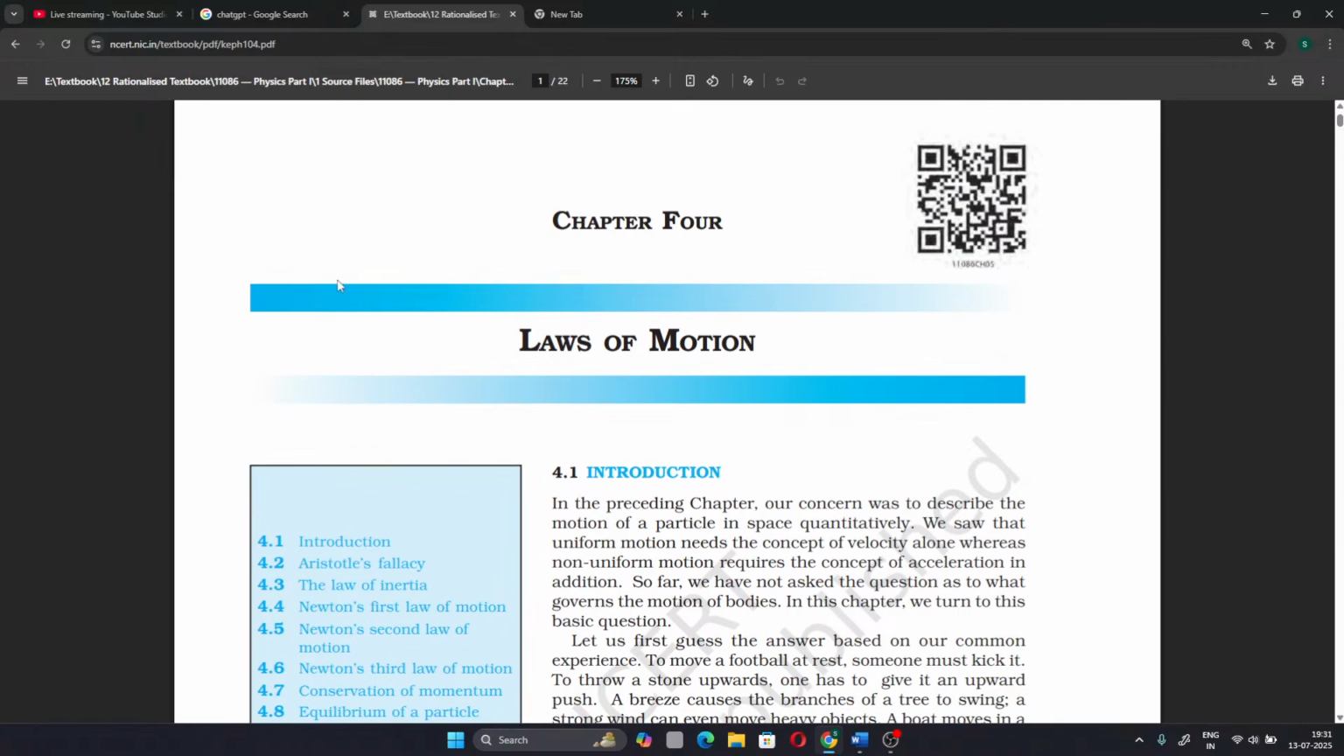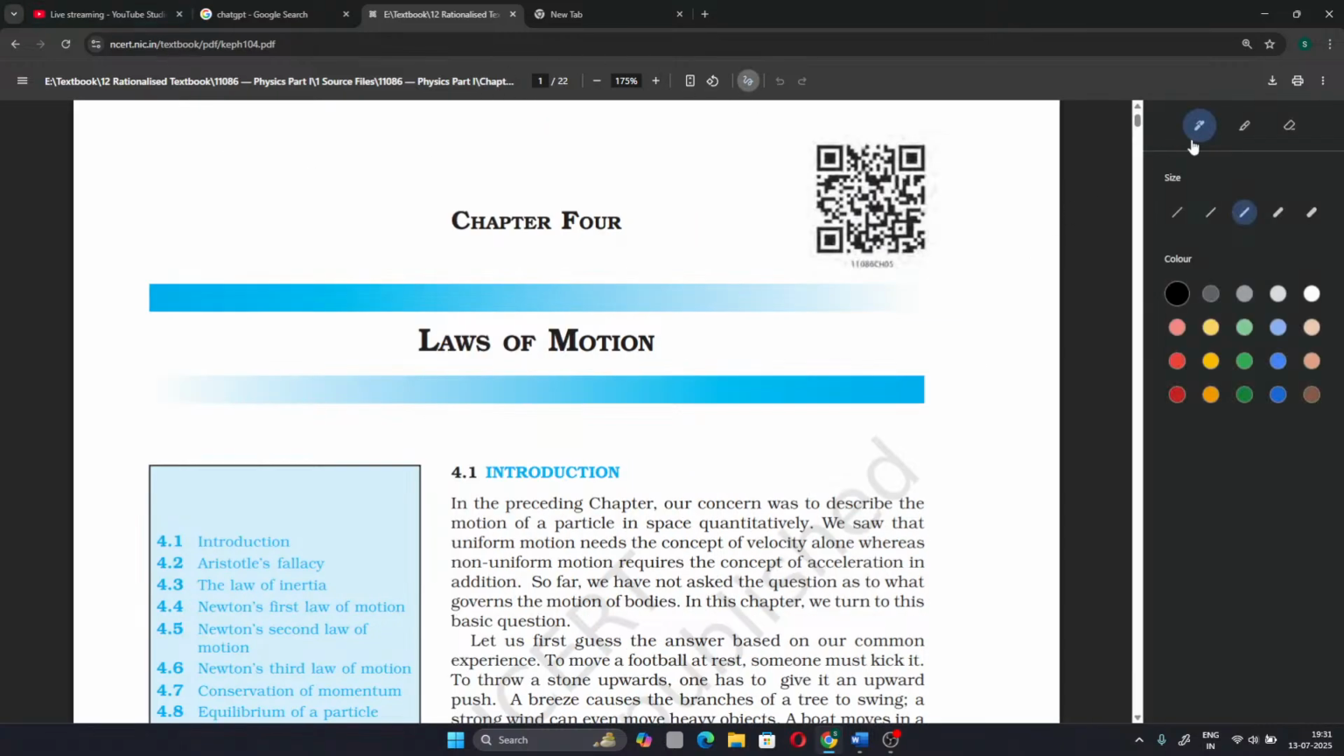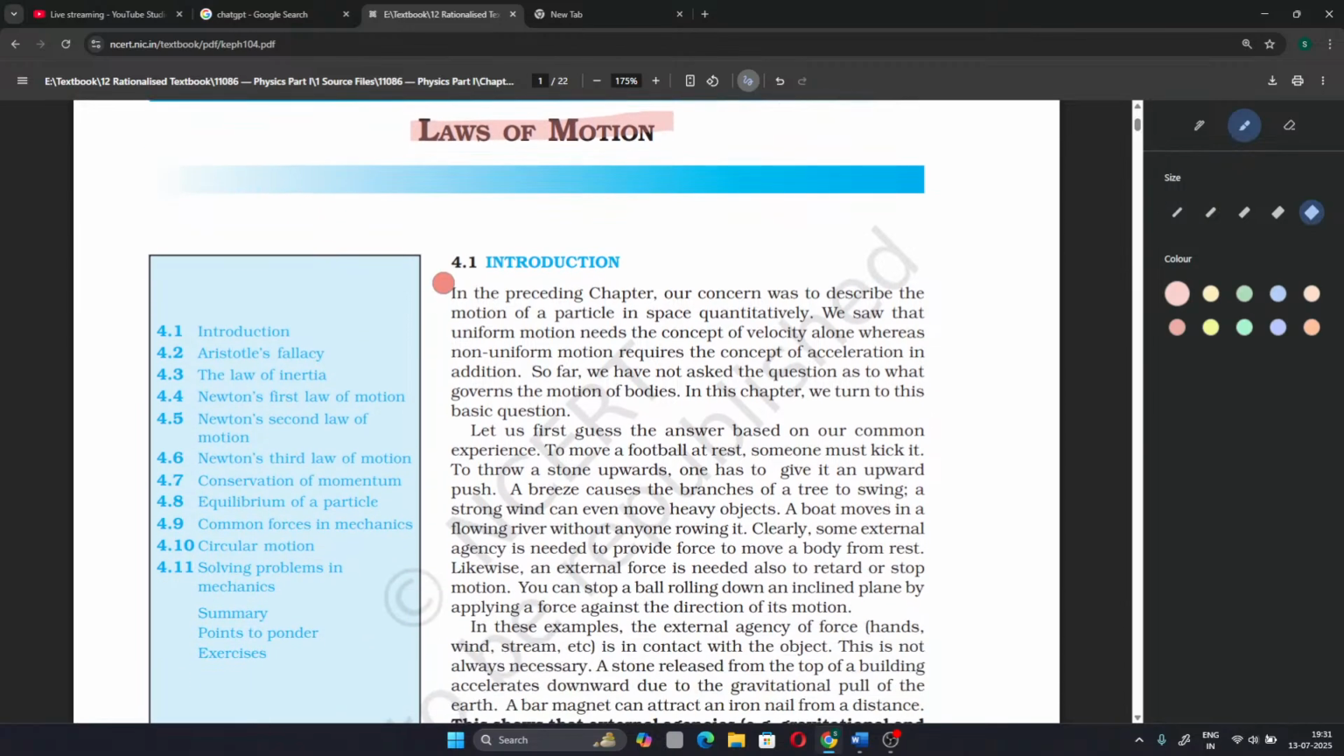Chapter 4 of class 11 physics. It is the famous laws of motion. Now let's start with this. Laws of motion, chapter 4 of class 11 physics.